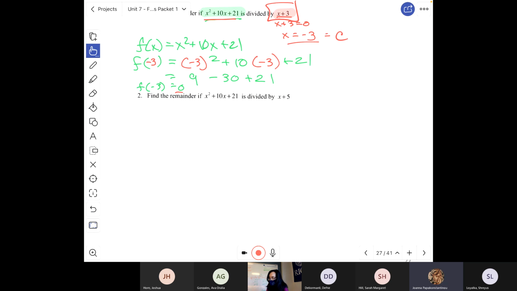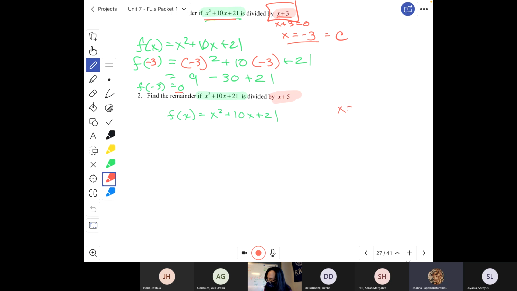All right, let's look at the remainder theorem again. If I were to take my polynomial, this quadratic trinomial, let's say I have a function that is equal to that quadratic trinomial. I am dividing by x plus 5. So that means I'm evaluating the function at what x value? -5. And what do I get? And again, I could use synthetic division and I could see that my remainder would be -4.